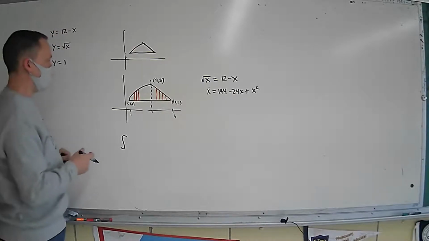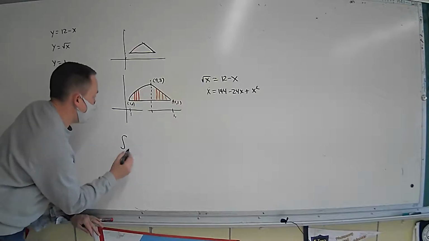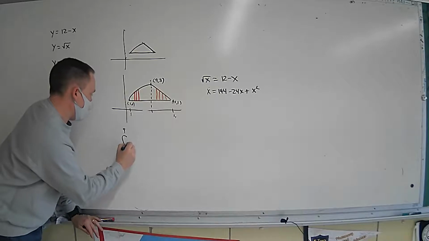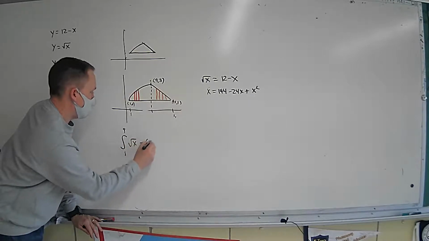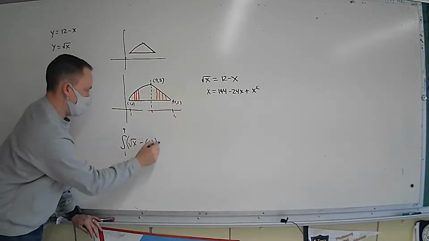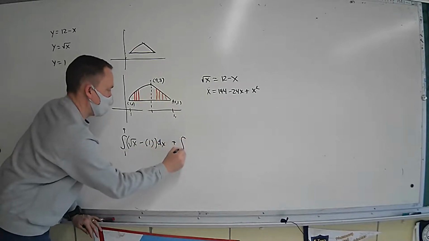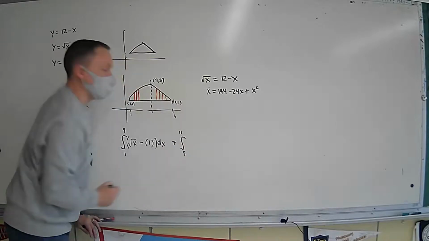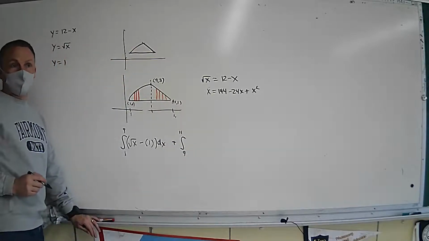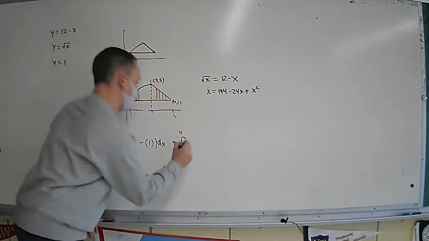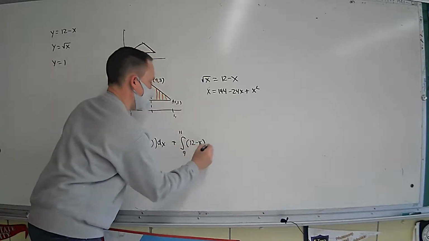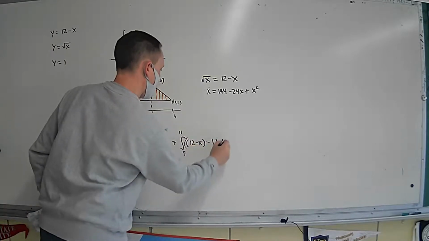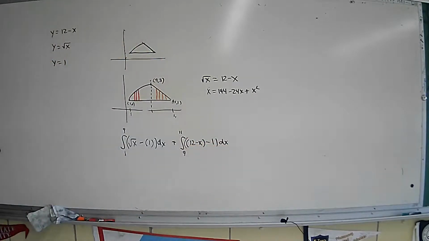Okay, so we're going to integrate from 1 to 9 of which is on top? Square root of x minus 1 dx. And then we're going to add to that, integrate from 9 to 11. Now which one's on top? 12 minus x, minus 1. Okay? And just compute those two.